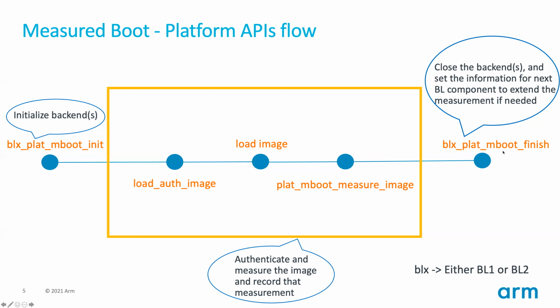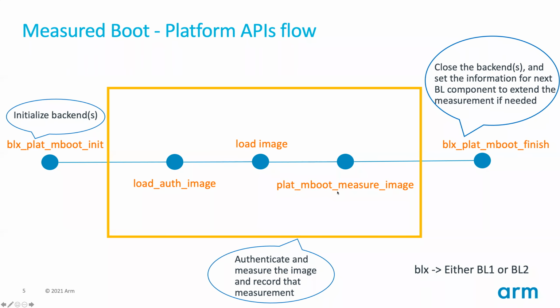And then there is a tear down function like BLX plat mboot finish, where you can close all the backends. If you want to give the information about the event log buffer, that is also possible. We can give that information via device tree or any other platform-specific method. Whatever your platform wishes, it can send that address to the next bootloader component. So this plat mboot measure image is currently called in the generic layer, but the platform function has to implement this method on its own.